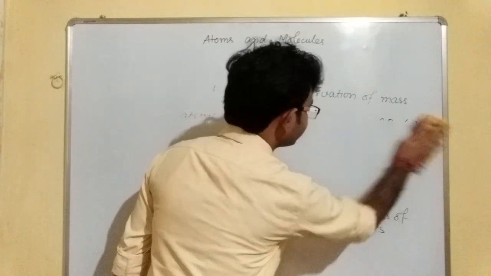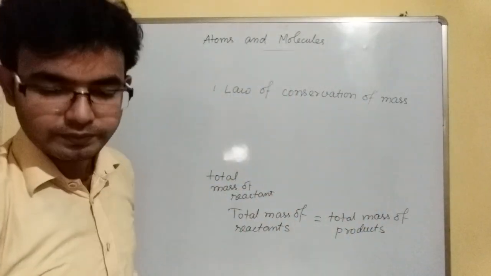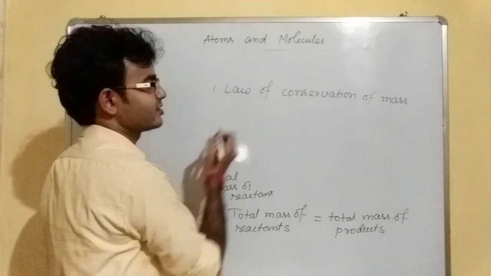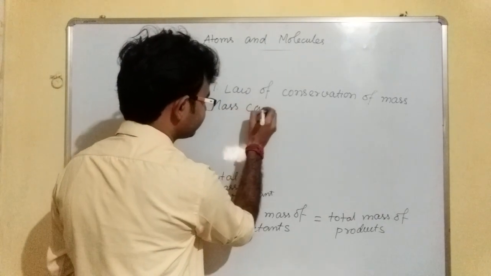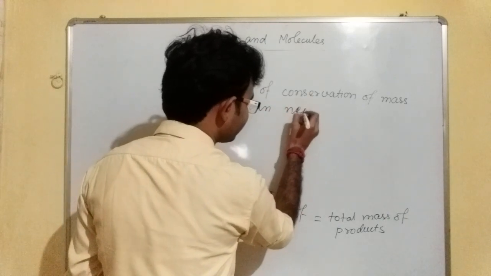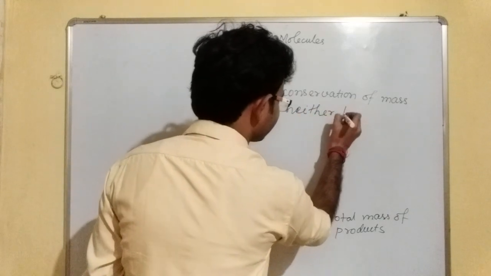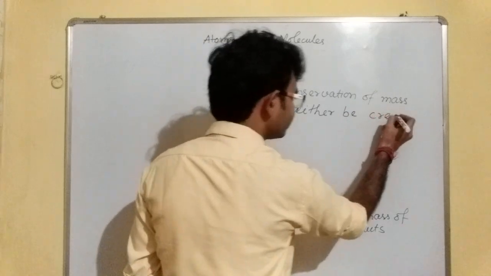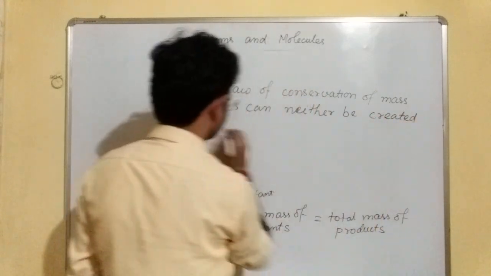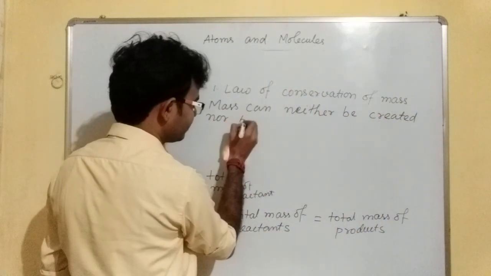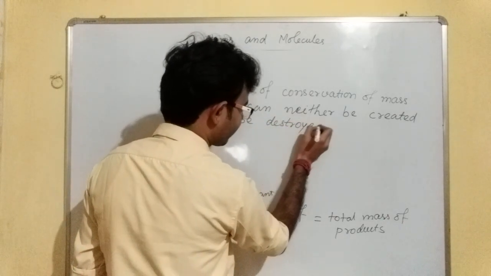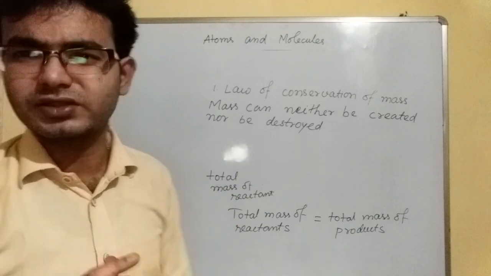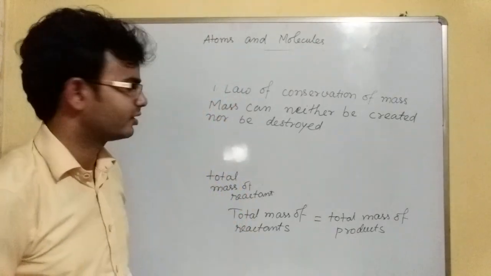अब देखो, तो इस लॉ को हम लोग कैसे लिखेंगे? According to law of conservation of mass, mass can neither be created nor be destroyed. ओके, destroyed स्पेलिंग एक बार चेक कर लेना, अगर कुछ गलती होती है ठीक कर लेना.